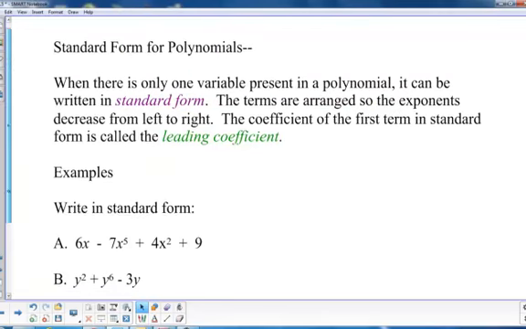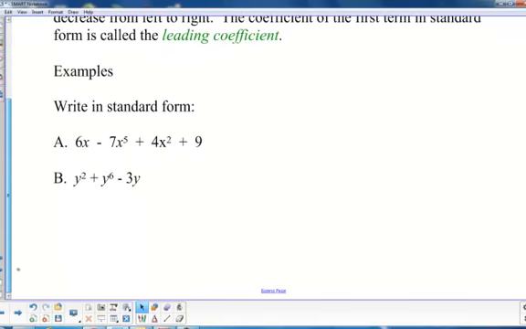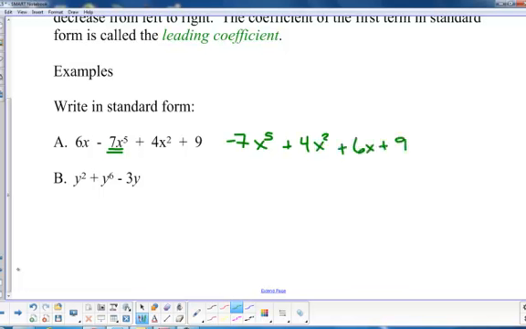Now, the leading coefficient is the number in front of the leading variable. So we need to put these in order. So this would go first because it's the biggest x exponent. You're picking a letter to put these in order with. It's not degree order, it's usually by x. So the next biggest x exponent is 4x squared, and then 6x, and then 9. So the leading coefficient is that negative 7.